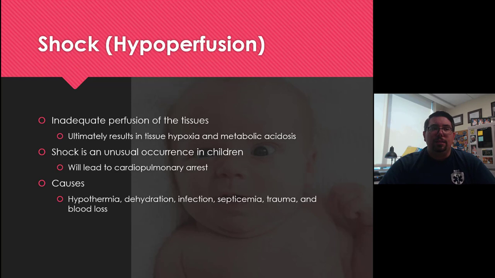Hypoperfusion shock is inadequate perfusion to the tissues, which ultimately results in tissue hypoxia and an extreme level of metabolic acidosis. Shock is an unusual occurrence in children. However, it is one of the second most common leading causes of cardiopulmonary arrest in children. Now, the causes have a wide gamut of ranges, including things like hypothermia, dehydration, infection, sepsis, trauma, and blood loss.